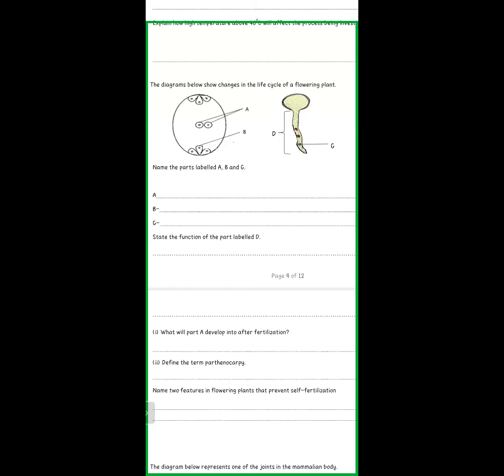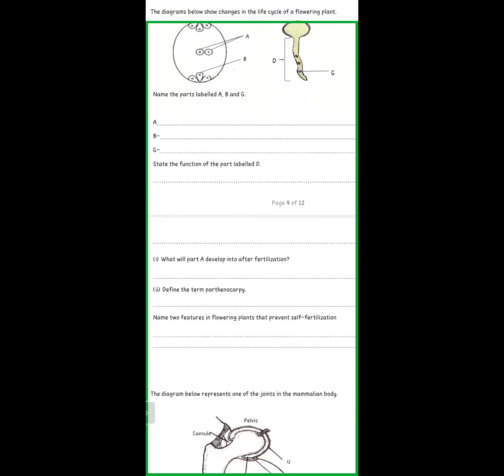Then the other male nucleus will fuse with part A to form a triploid endosperm. And when we form the triploid endosperm, that will now develop to form the endosperm that stores food for the seed. So that is what we have after fertilization. So I think we can proceed.